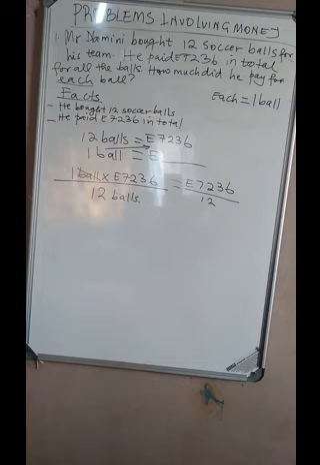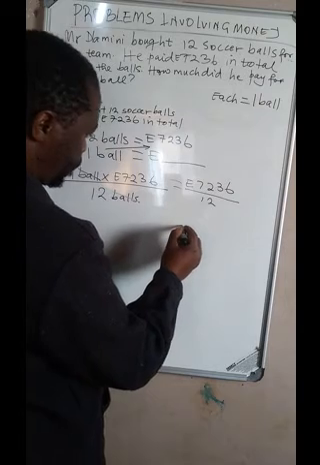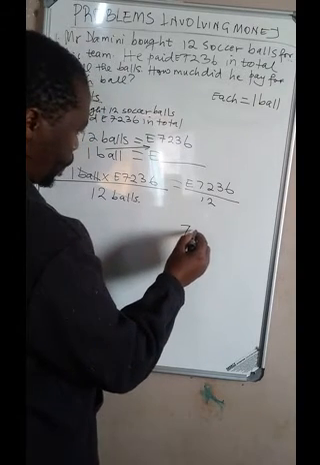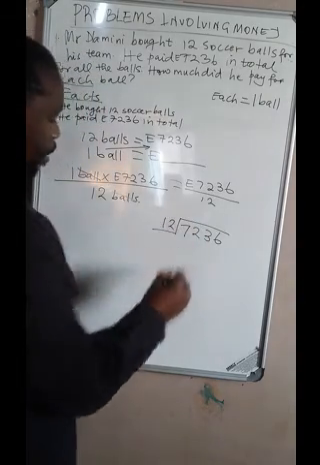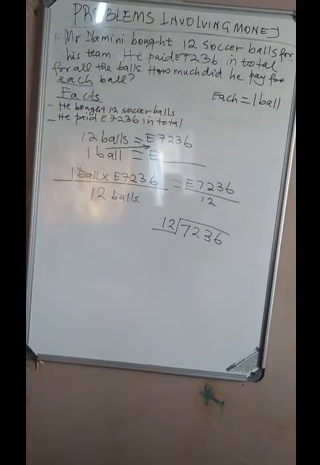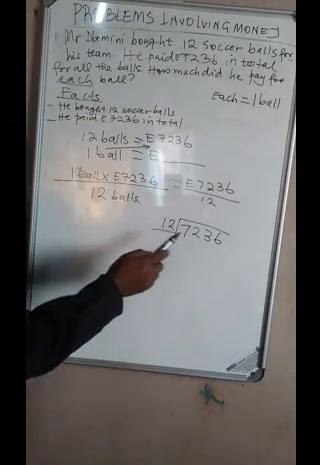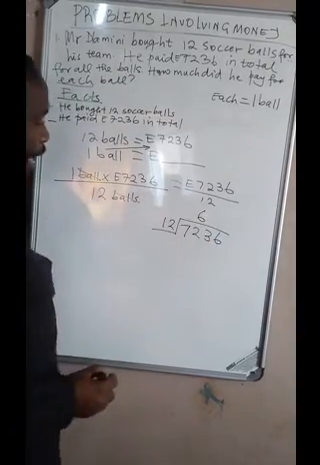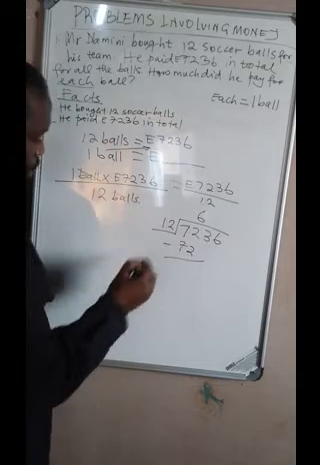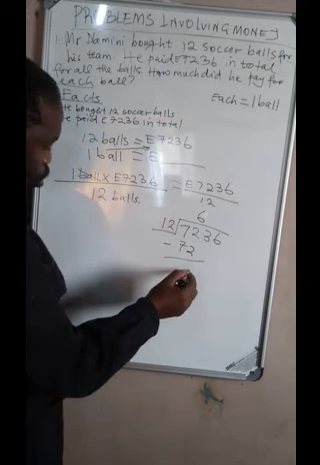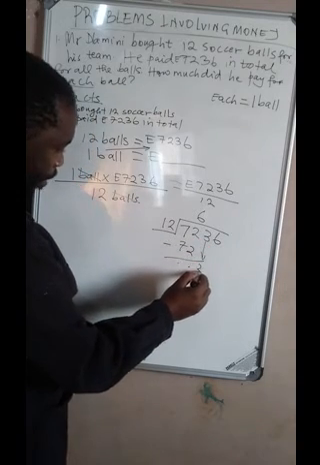7,236 divided by 12. When we are doing long division, we are going to say 7,236 divided by 12. Like that. So 12 into 7, it doesn't go. 12 into 72, it goes 6 times. And you say 6 times 12 is 72. You subtract 2 minus 2 is 0, 7 minus 7 is 0, and then you have to bring down 3.